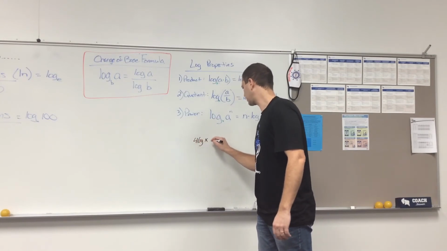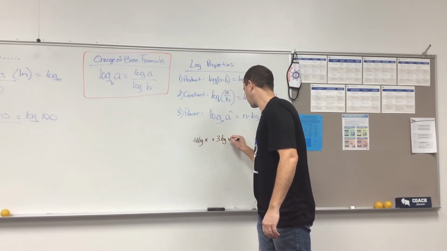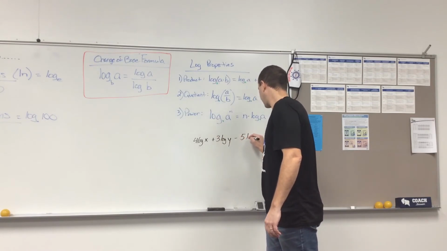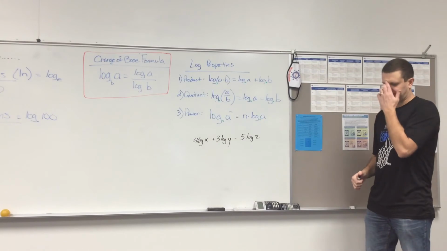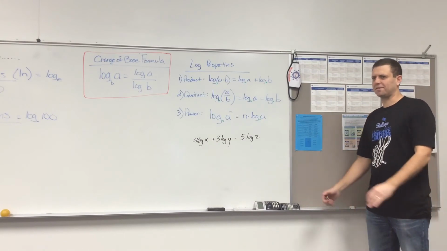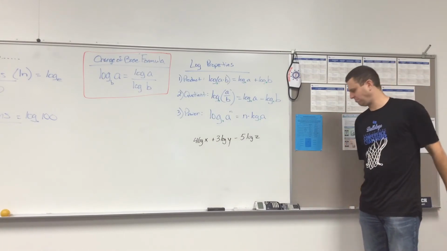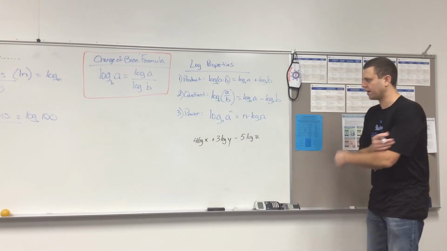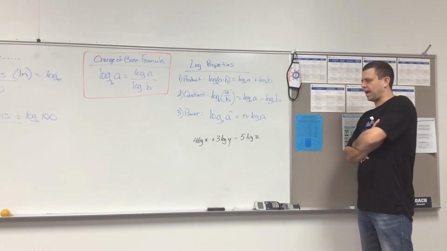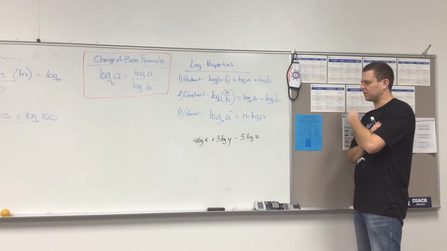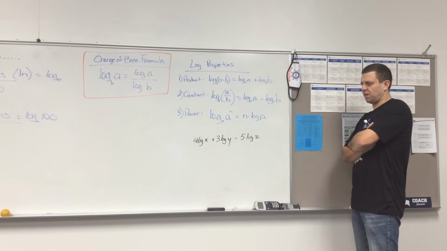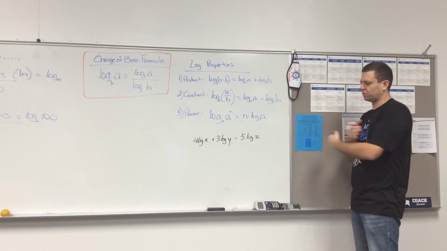Four log x plus 3 log y minus 5 log z. Now we're starting to get a little more complicated here. This is probably above what Khan goes into, all right? And I'll challenge you with a little bit more difficult things than what's on Khan when it comes to these log properties, okay? But nothing's really much more complicated. There's just more there.